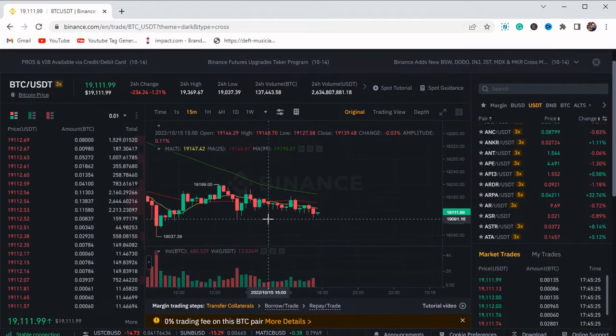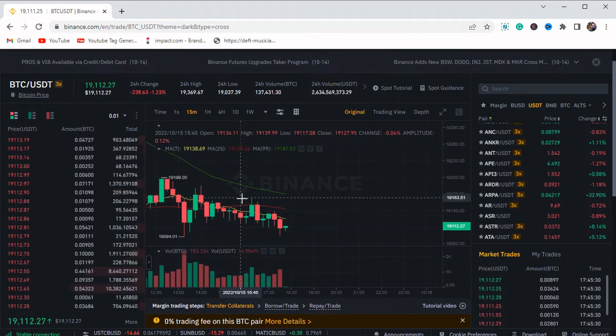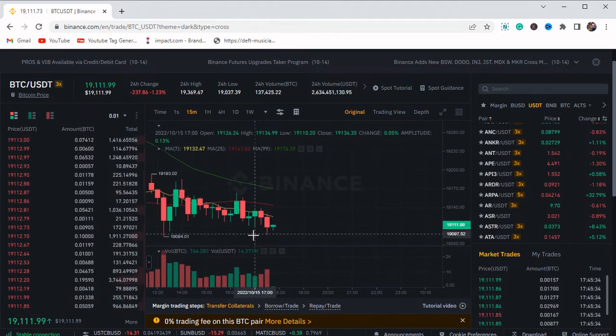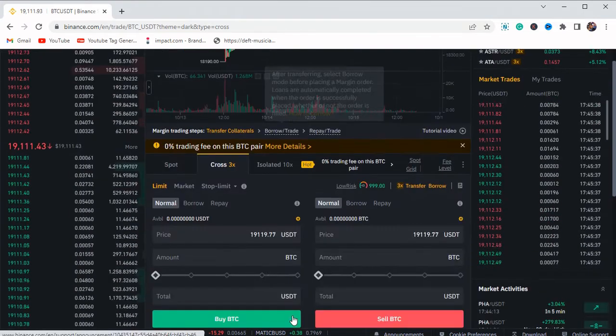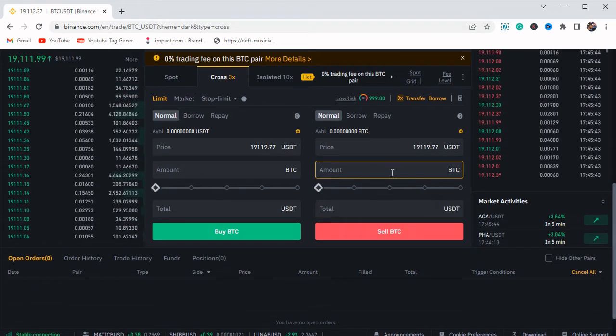If these moving averages, you can see these three lines, if they are above these candlesticks, if they are above them, then you sell. You come here and enter your lot size. Enter your lot size here, this is your amount. You enter it here, then you click on sell.